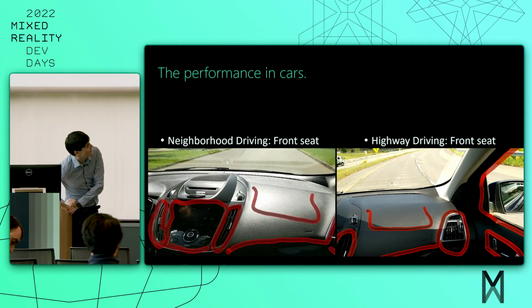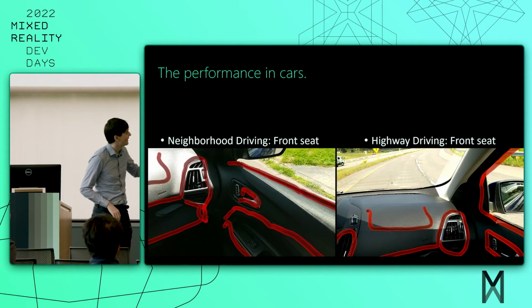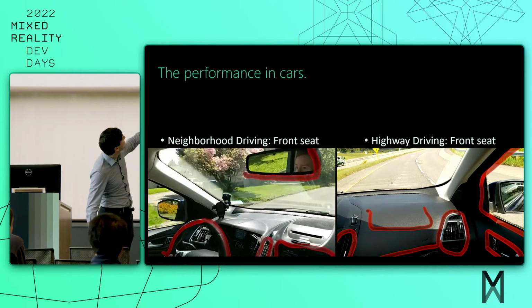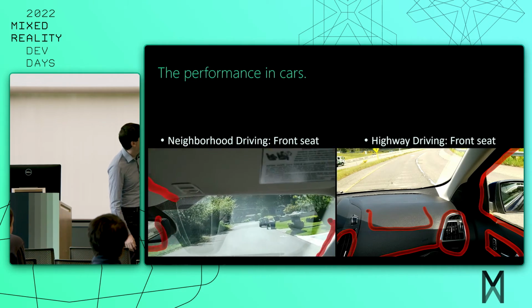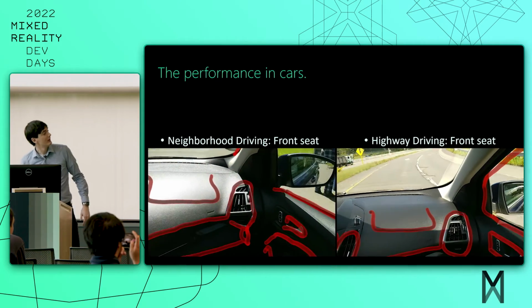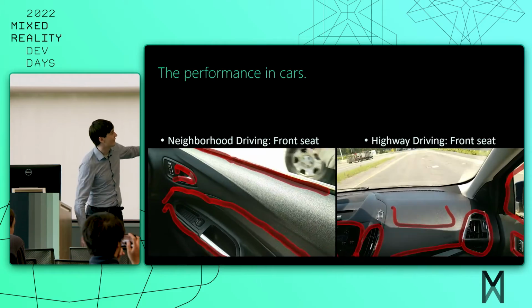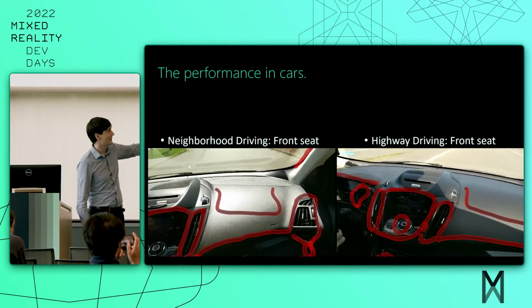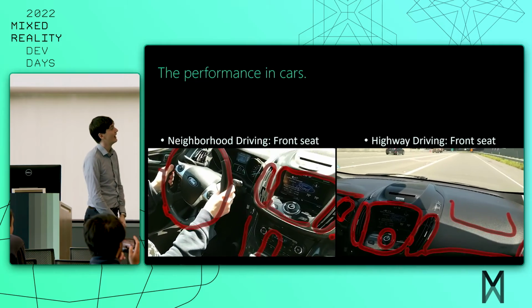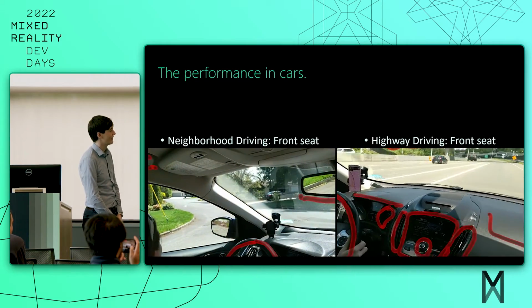So here is me driving, or not me driving a car. I'm in the passenger seat here, as per safety protocol. And this is neighborhood and highway, both in the front seat. Sorry, that should be playing. So this is going only 15 to 20 miles an hour around the neighborhood area, and this is on the highway going 60. And so you can judge some vibrations here.